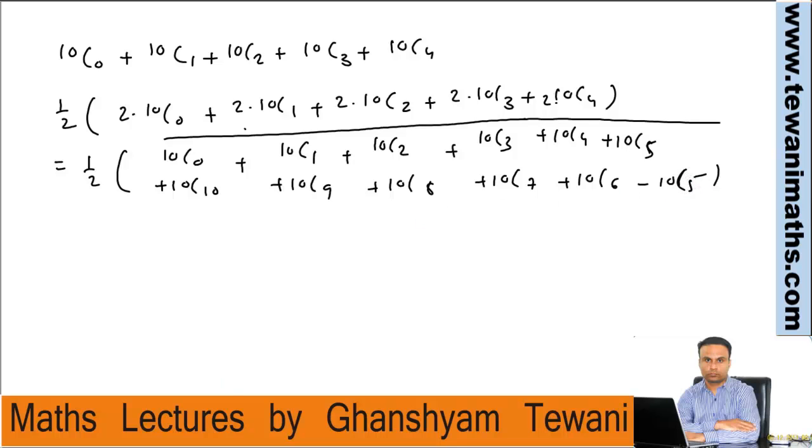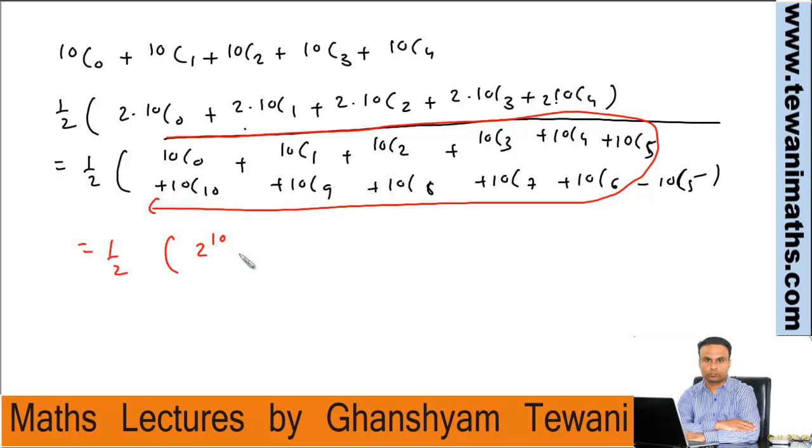Now the sum of this series, 10C0 to 10C5, then from 10C6 to 10C10, this sum is 2 power 10 minus 10C5. So this is the sum of this series.